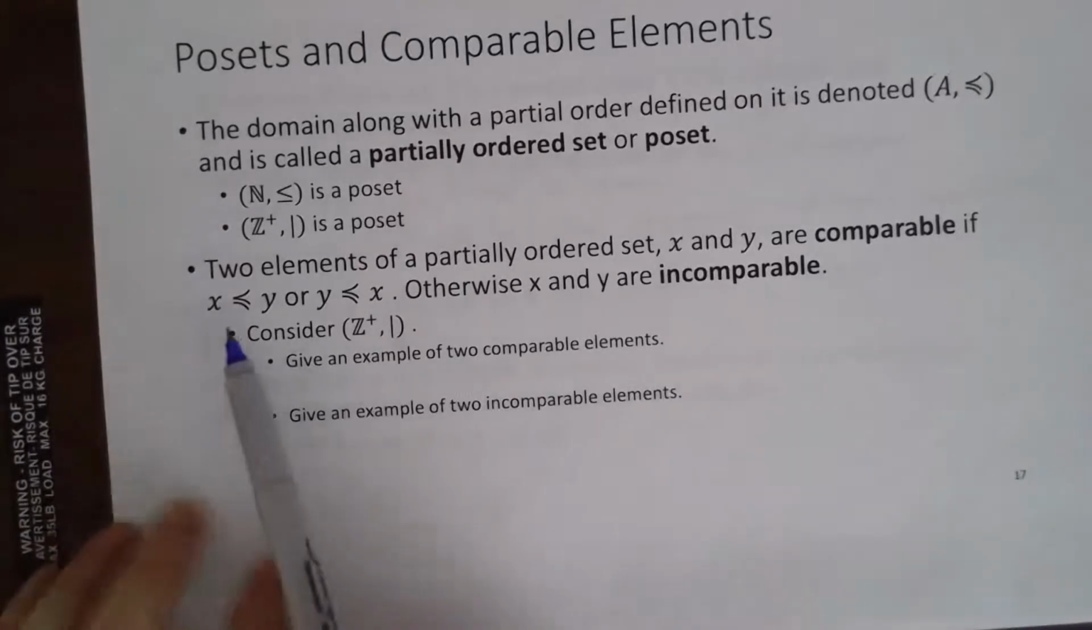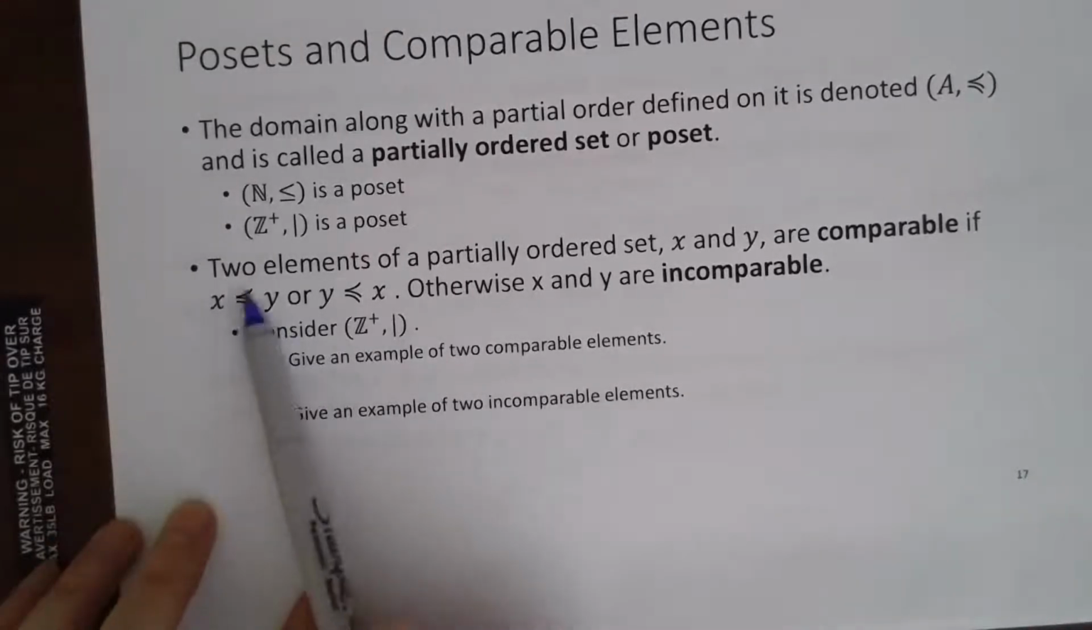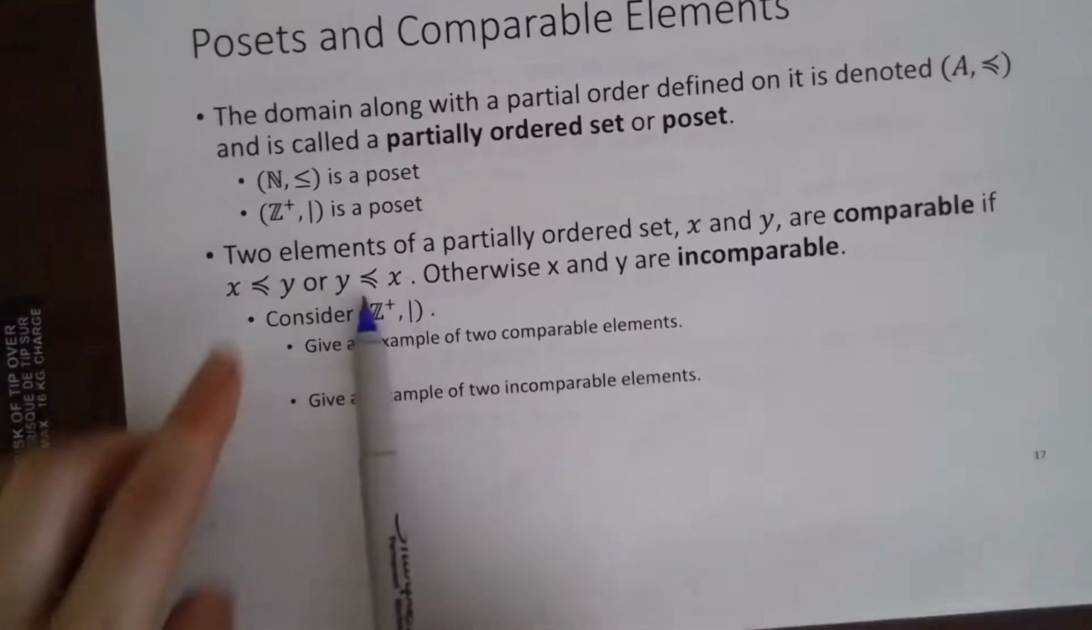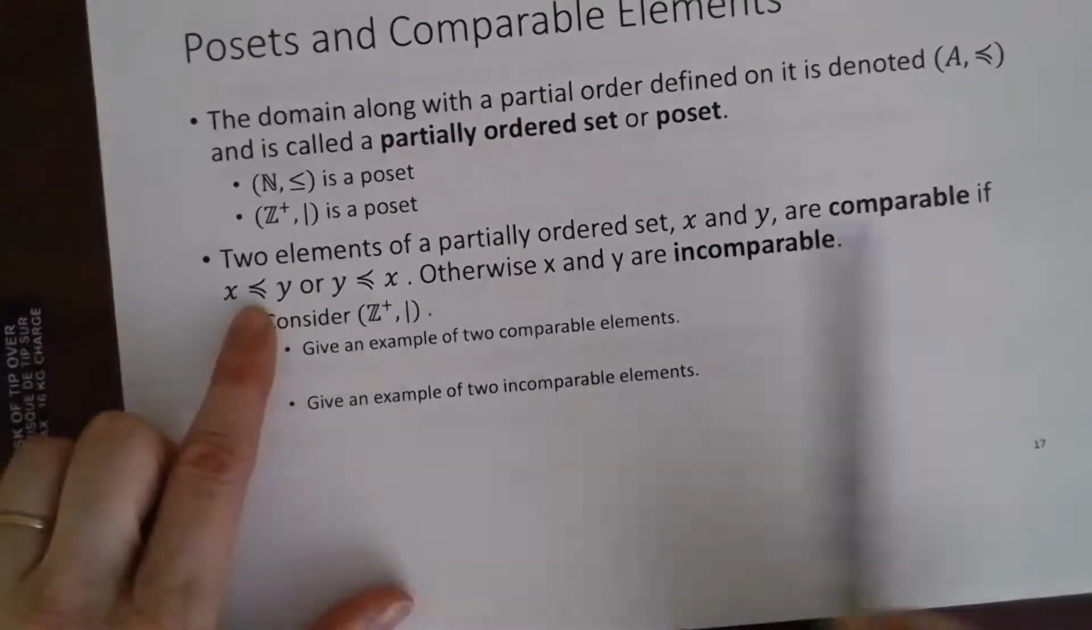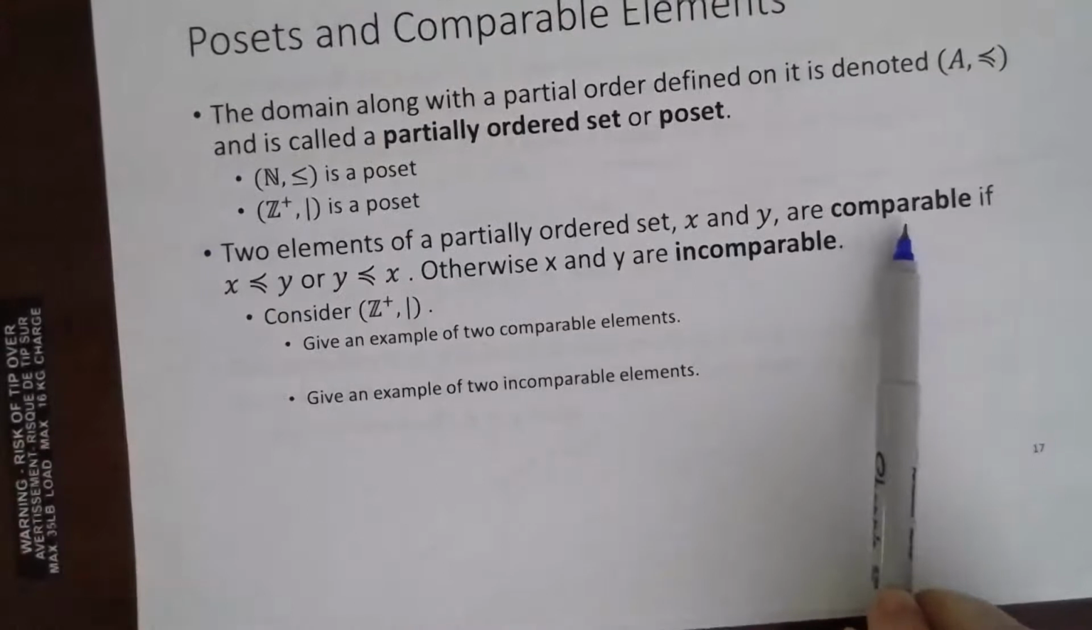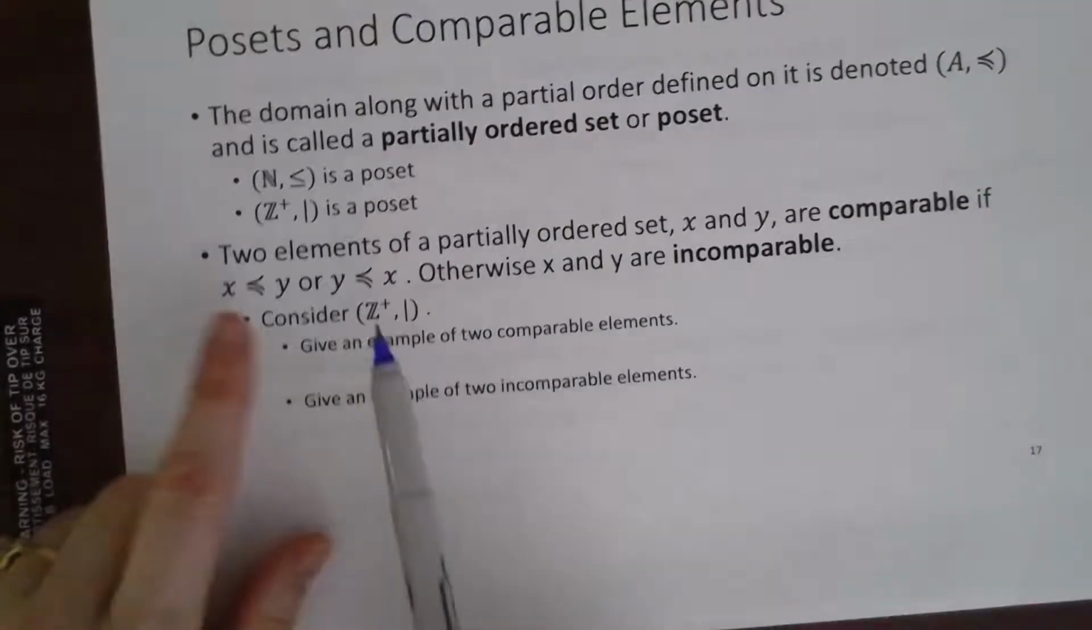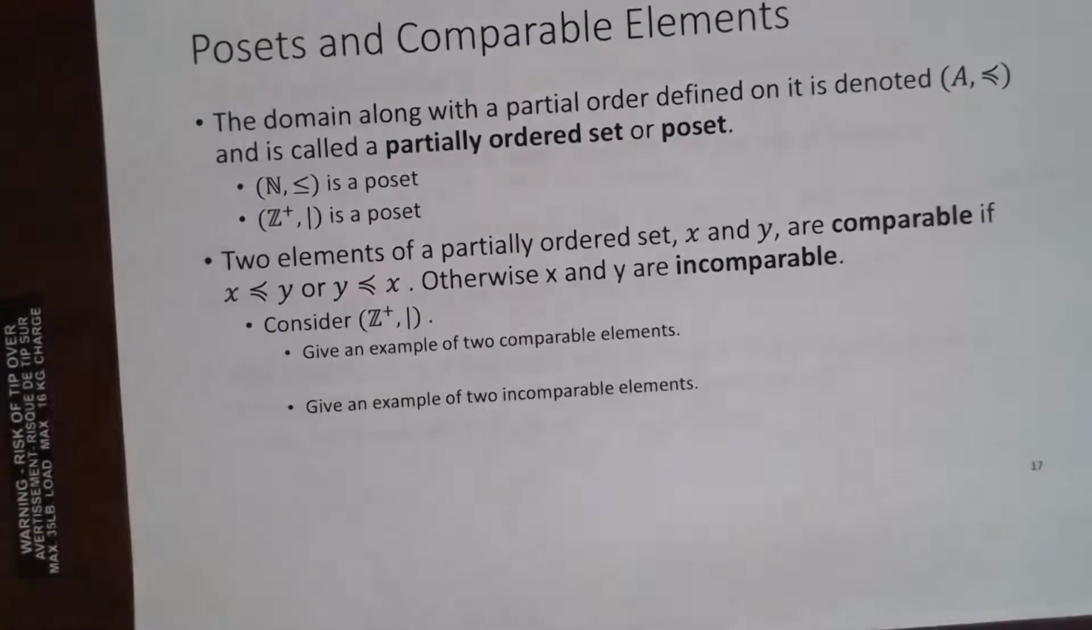If either x is related to y in the partial order or y is related to x, like one of those two things is true, then they're said to be comparable. We can compare them. But if neither of those is true, they aren't related at all. There's no kind of relationship between x and y at all, and they're called incomparable.